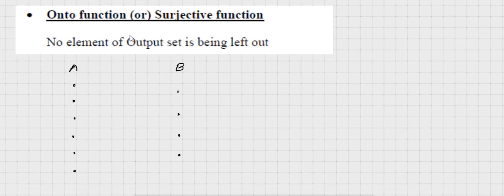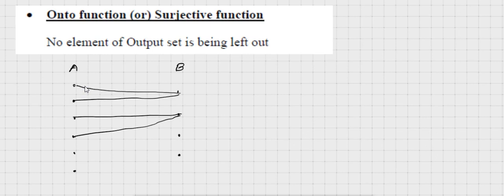Now let us see a diagrammatic representation for an onto function. See, this is a function, right? Function means, of course, this is a function. Onto function means no element should be left out. See, if I am marking this to this, it satisfies the definition of a function, no doubt in that. But it is not an onto function. Why? This element is being left out.